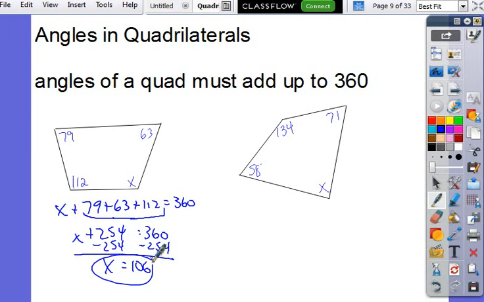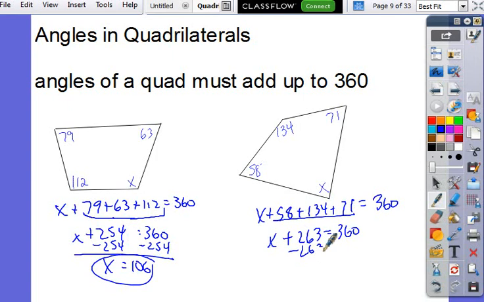All right, give me the equation I should use. X plus 58 plus 134 plus 71 equals 360. So I should have that. What is all this stuff right here added up? X plus 263 equals 360. Minus the 263, X equals 97.